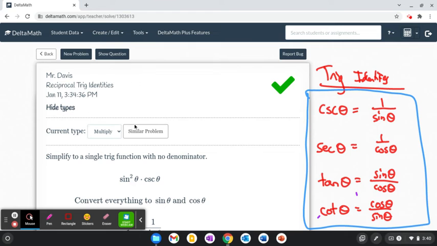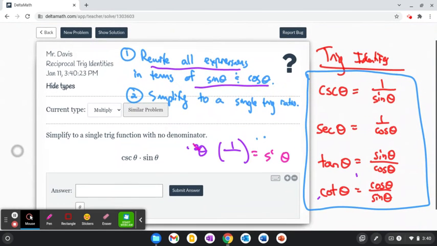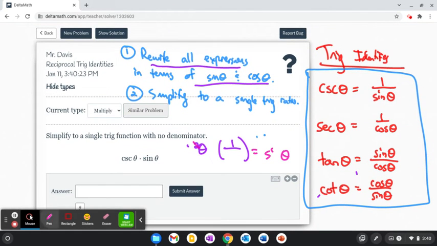All right, let's try another one. We'll go through a series of the multiplication ones here first.